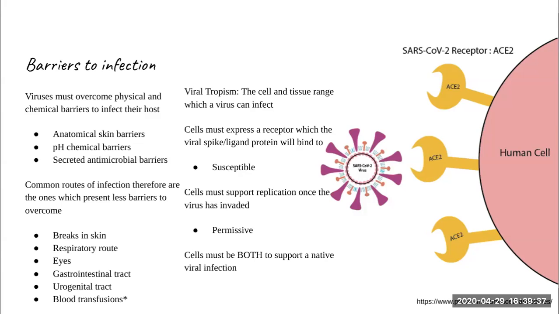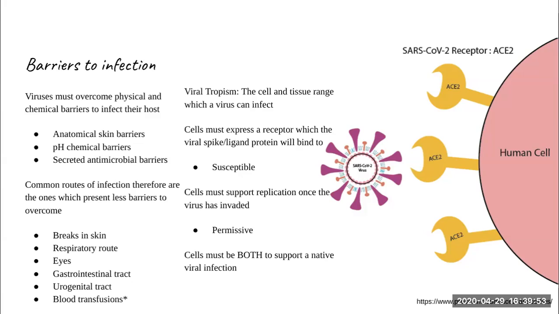The other parameter is permissivity, or permissive cell. Just because a virus is in a cell doesn't necessarily mean it's going to have a productive replication and life cycle. And I think both of these points are illustrated really nicely in the lab.